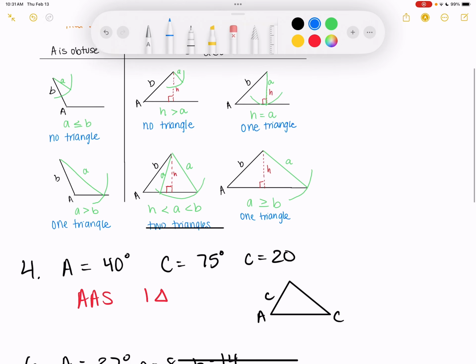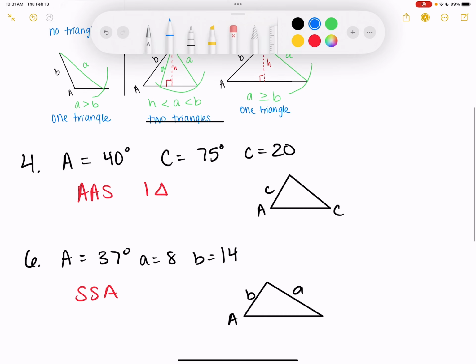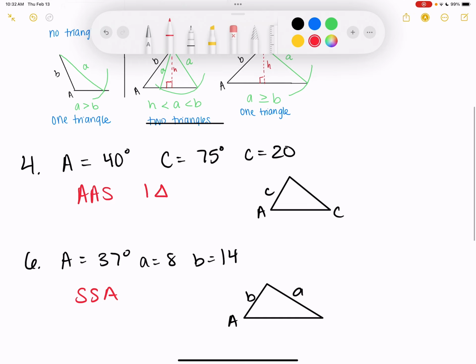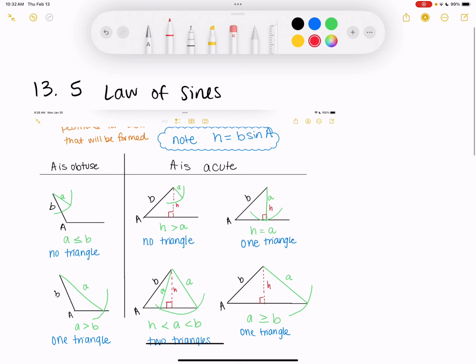First of all, is A greater than or equal to B? A is less than B. It is not greater than or equal to, so now I need to find H. H equals B sine A. This formula is up here.